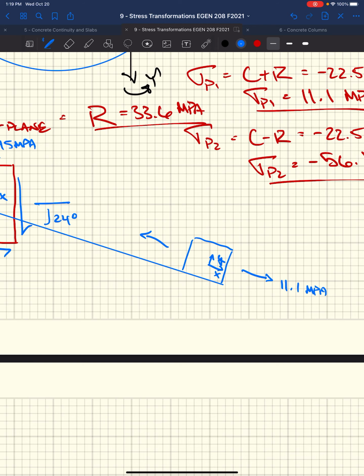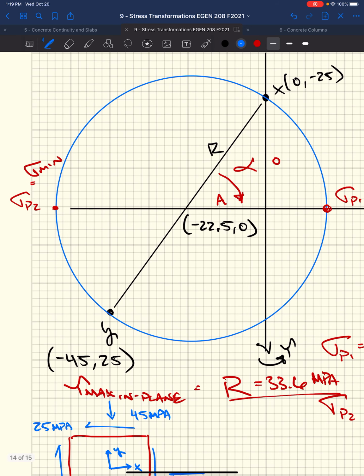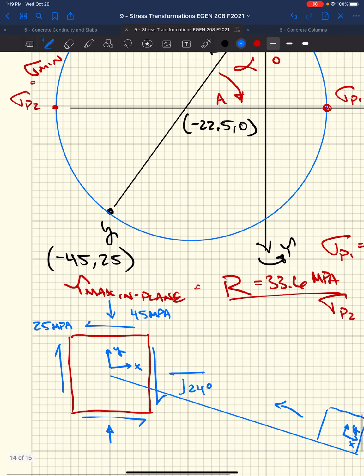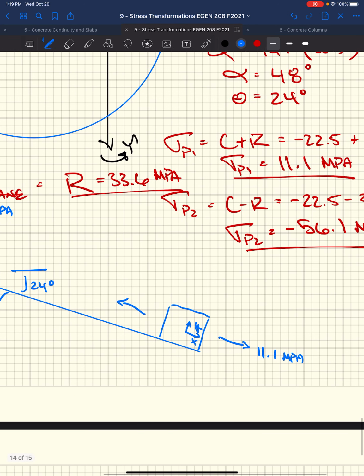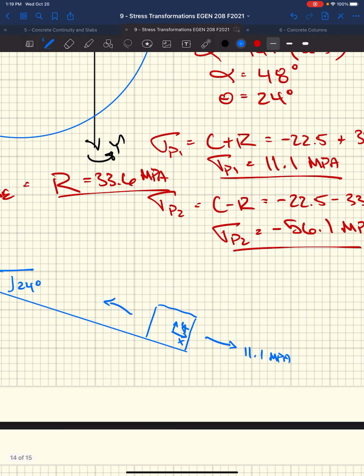Similarly, if we go back to our Mohr's circle here, we had our y coordinate, which was our stress on our y face originally. We rotate 24 degrees down to our sigma P2, right? So sigma P2 is the stress that's going to be acting on this new y face that's oriented at 24 degrees, which we knew was 56.1 megapascals, right?